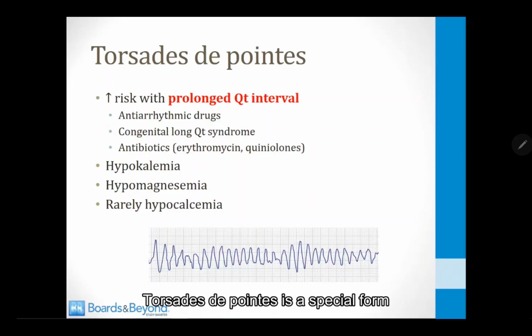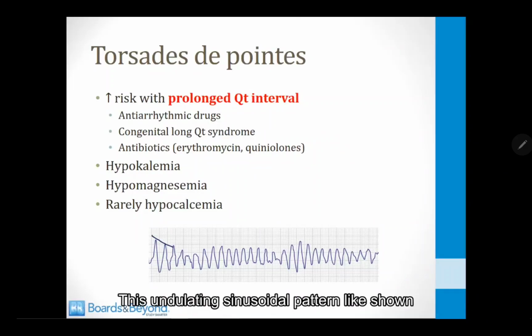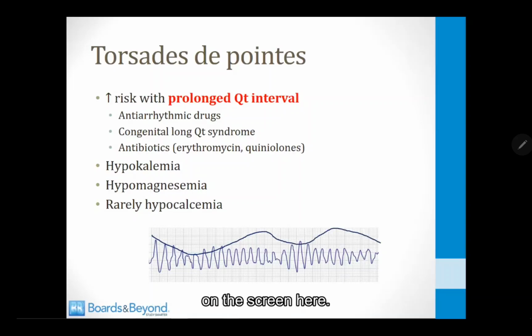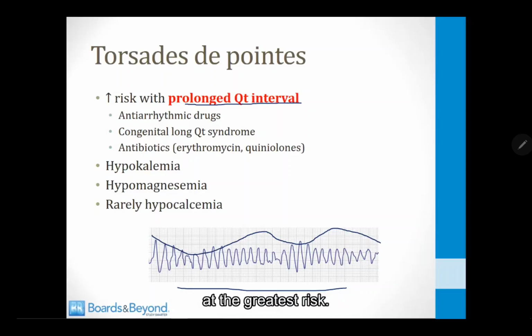Torsade de Pointes is a special form of ventricular tachycardia where the QRS complexes form this undulating sinusoidal pattern like shown on the screen here. This is just pattern recognition. You just have to have seen this to recognize it. The way you get this arrhythmia is if you have a PVC occur during the QT interval. So patients with a prolonged QT interval are at the greatest risk.